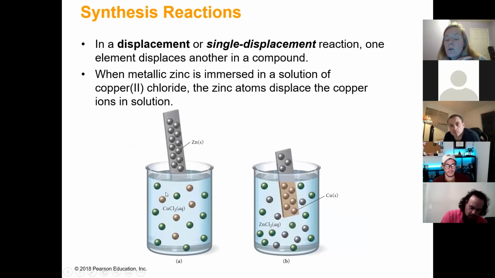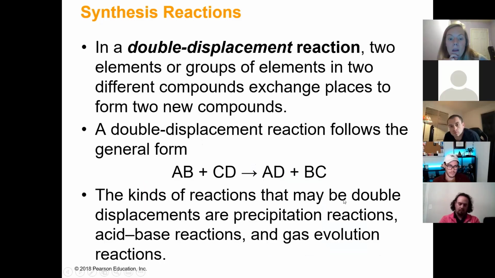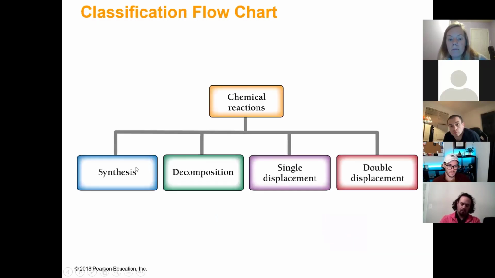So I have copper chloride dissolved in solution, and I have this zinc stick. The zinc is more appealing to the chlorine than the copper is. So what the zinc or what the chlorine is going to do is it's going to pull the zinc off of the stick, and it's actually going to deposit the chlorine back on the stick. So the chlorine and the zinc flip places. And then we've got double displacement. That's where we flip-flop partners. So synthesis, decomposition, single displacement, double displacement.